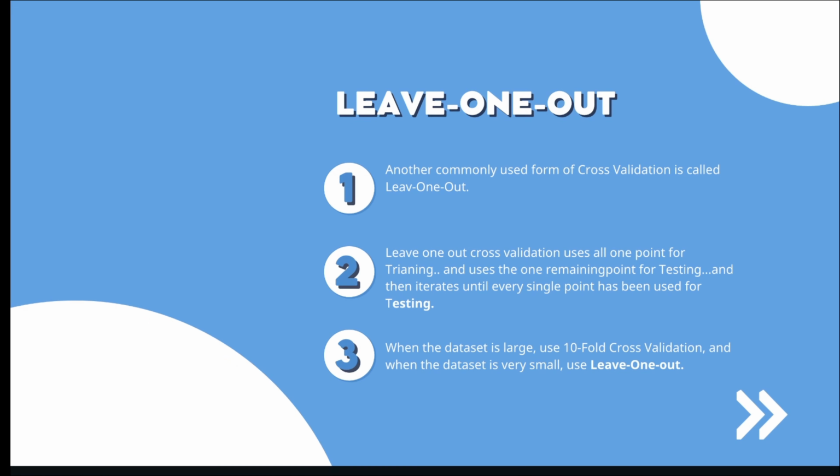Another commonly used form of cross validation is called leave one out validation. This uses all but one point for training. So it leaves out one point for testing and the rest are considered the training data, and then iterates until every single point has been used for testing. Some experts say that when the dataset is large, use 10-fold cross validation, and when the dataset is very small, use leave one out cross validation. So that's about cross validation.